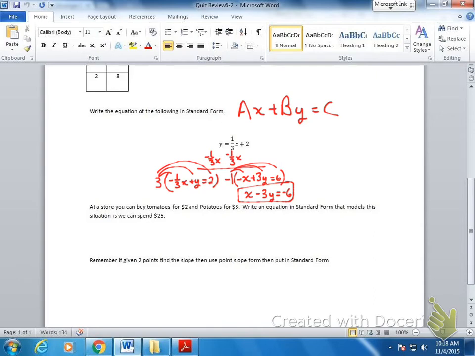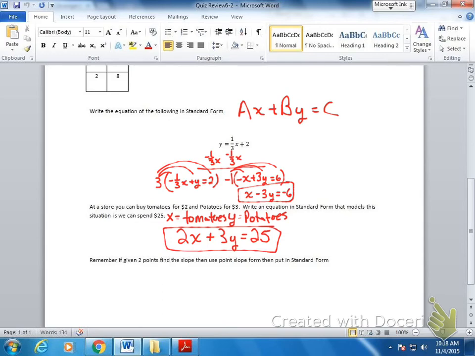It says at a store you can buy tomatoes for $2 and potatoes for $3. Write an equation in standard form that models this situation if we can spend $25. So I want to go ahead and label my X and Y. There's 2 things they gave us. They gave us tomatoes, and they gave us potatoes. So I know that I can spend $2 on tomatoes, but I don't know how many I'm going to get. So I'm going to put the X plus $3 per potato. And how many am I going to buy? Well, it's going to be Y. And that equals the total amount of money I can spend, which is 25. So there's your equation, a pretty easy question.